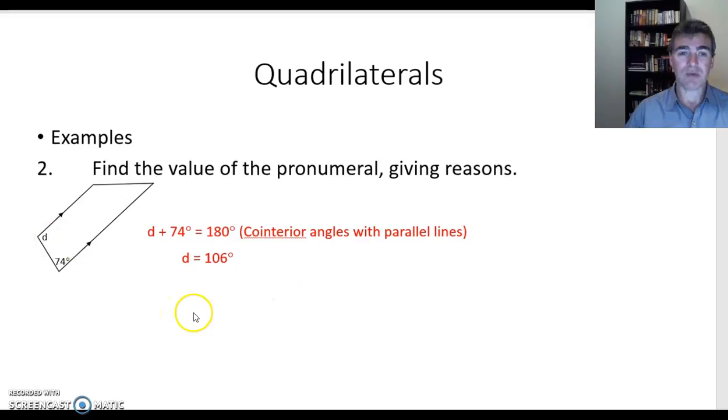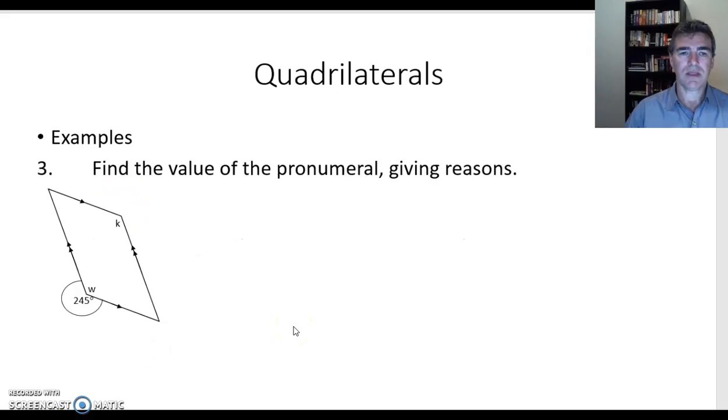So a pretty straightforward one. I only needed to find that using my parallel lines. Had nothing to do with any of these other angles. So let's move on to example 3.